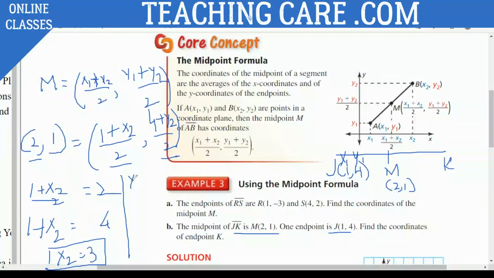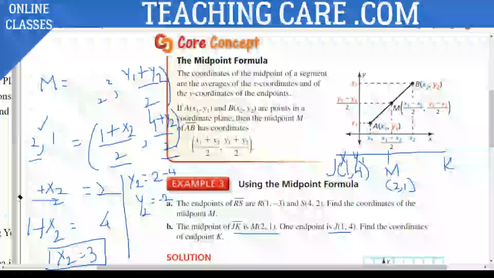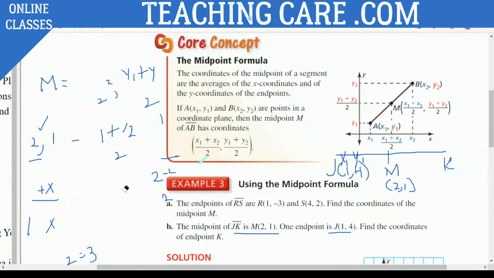So it is 4 plus y2 over 2 equals 1, so I'm just writing it directly, 4 plus y2 equals 2, so y2 equals 2 minus 4, which is negative 2. You can even check your answer by substituting in this. Got it? Because 3 plus 1 is 4, divided by 2 is 2. They are getting the answer. So this is one of the types of problems you can expect. Okay, let's move on to the next problem now.